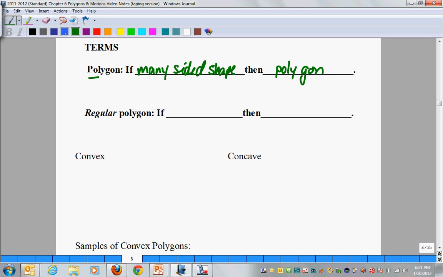Now the word regular means if we have a regular polygon, then we have all congruent sides and angles. When we have a regular polygon, we have all congruent sides and angles.